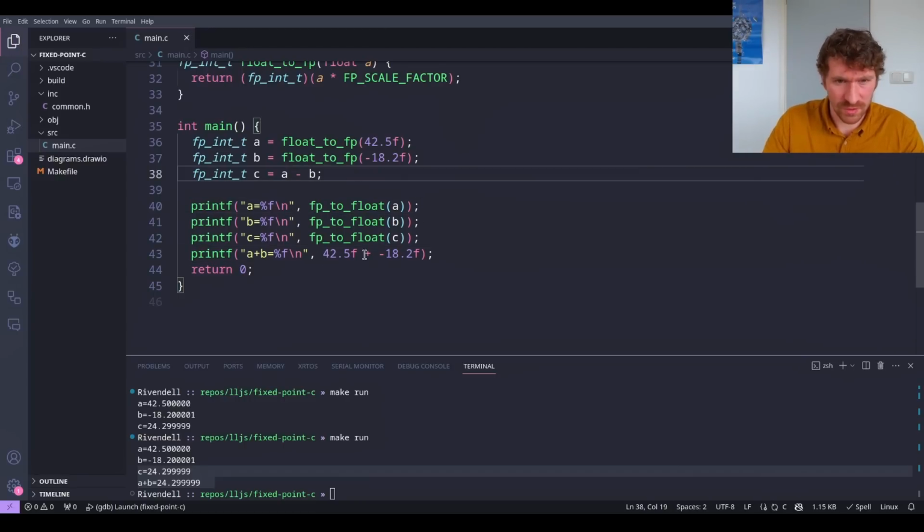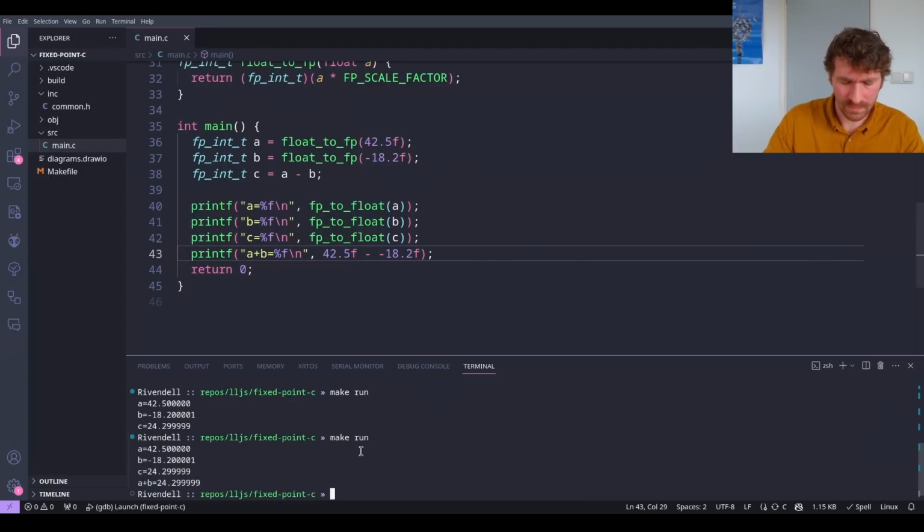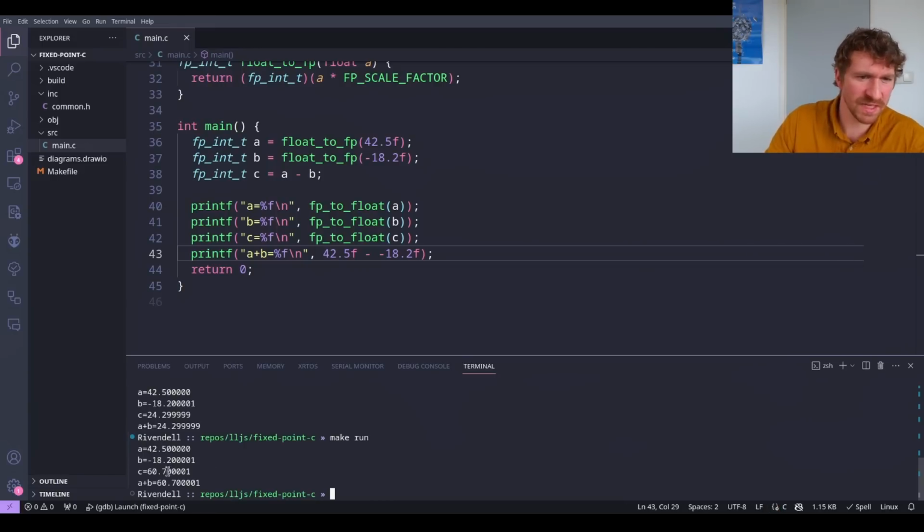Subtraction. Let's try subtraction. So we're just subtracting a negative number, so we're actually just doing addition here. So we're doing 42 plus. So what we expect, of course, is 60.7, right? So we get 60.7 with a 1 there. And we get the same thing in floating point, right? We get that same non-precise addition because of the things we talked about earlier. That's great. That's perfect. It's working exactly.